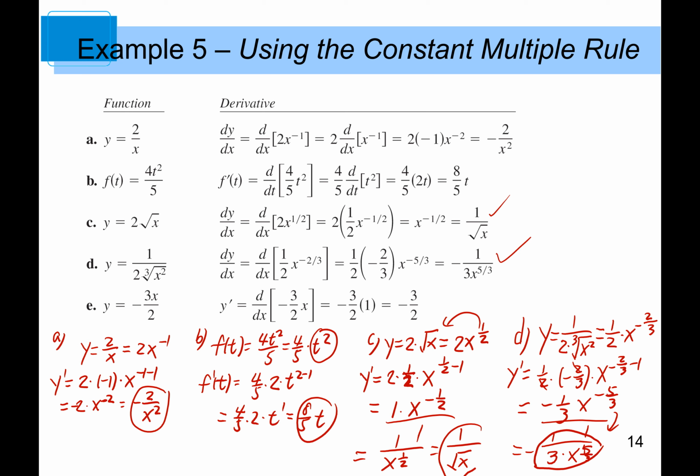And the very last one, E. Y equals negative 3 over 2 x. So y prime, put a constant in front, derivative of 1x becomes 1. So it's negative 3 over 2 times 1 is negative 3 over 2. Okay, that will be exactly the answer shown above.